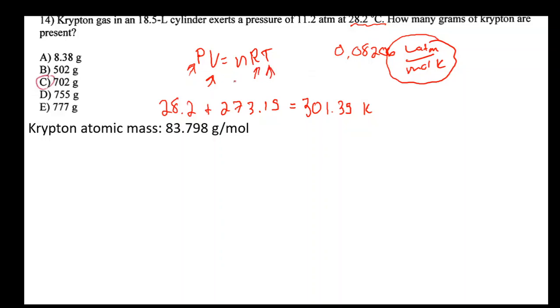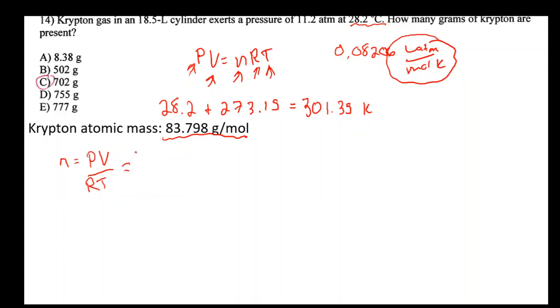Now that we have a pressure, a volume, we know R, it's a constant, and we have a temperature, we can calculate n, which is our moles of krypton in this case. They want krypton in grams, so once we know the moles, we can use a conversion to go to grams. We want to isolate n in this equation, so we divide both sides by RT. So n is equal to pressure times volume divided by R times temperature.